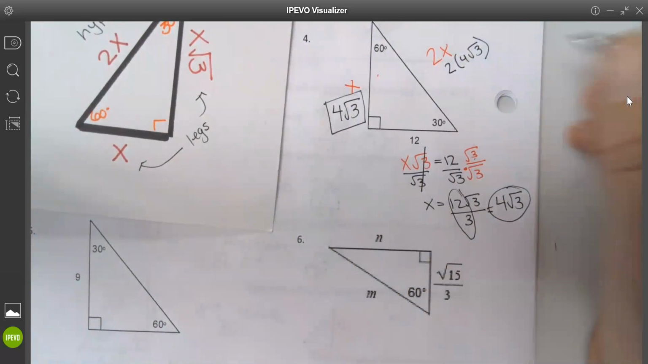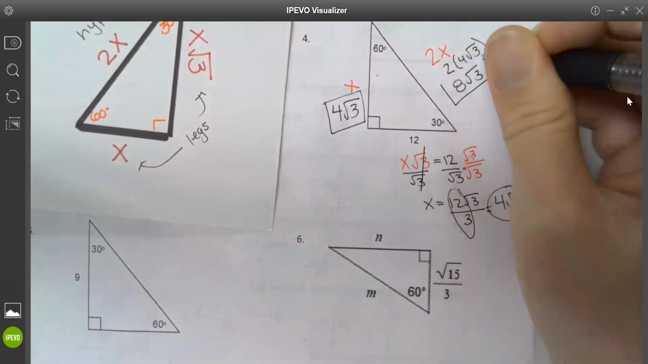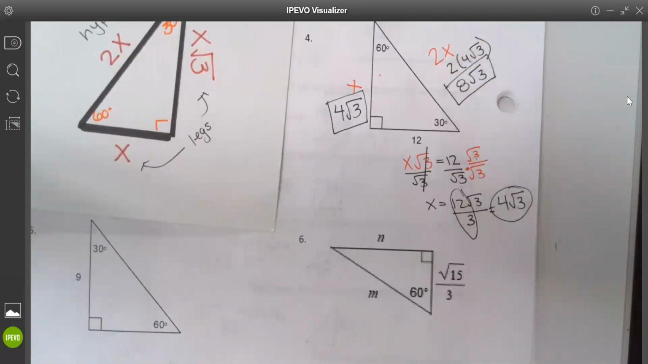Sorry. 2 times 4 is going to give me 8 rad 3. Well, I'm glad we at least got one of these challenging ones in. I was so excited for you to have work one too.